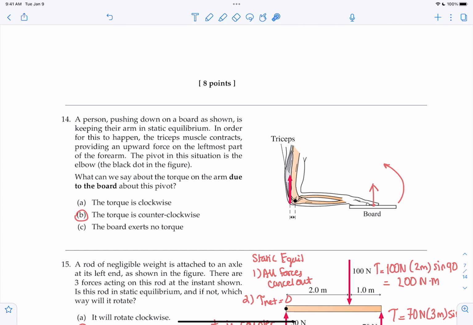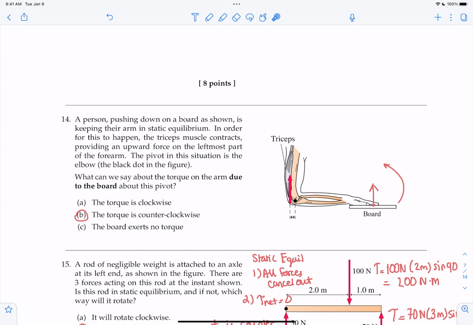But really, this is just a matter of what direction is happening. You have to look at the right force. So this says a person pushing down on a board, as shown, is keeping their arm in static equilibrium. In order for this to happen, the triceps muscle contracts, providing an upward force on the leftmost part of the forearm. The pivot in this situation is the elbow, right here. What can we say about the torque on the arm due to the board?